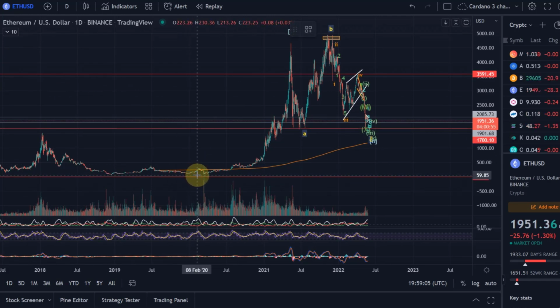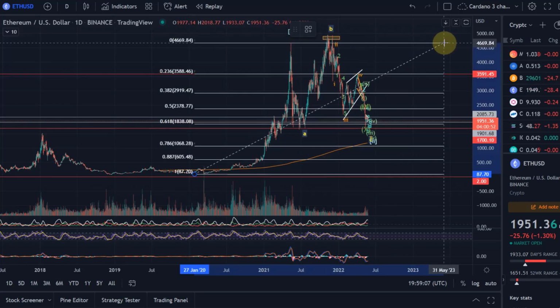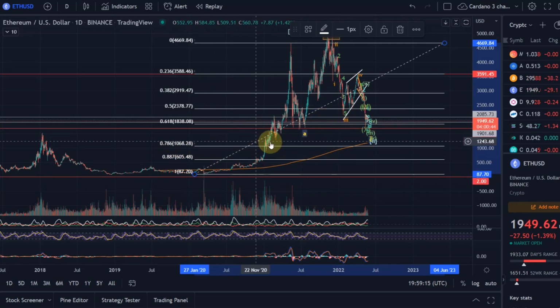Because we can obviously draw the Fibonacci levels now like this. And then we would look at the 61.8%. Well, no, we've dropped below that now. We would see the 78.6% level at roughly $1,000. And should it really drop to the 88.7% Fib level, which I don't think it will, that would be really bearish. And I think a lot of altcoins would pretty much go into no man's land. Then that would be a $600 Ethereum.